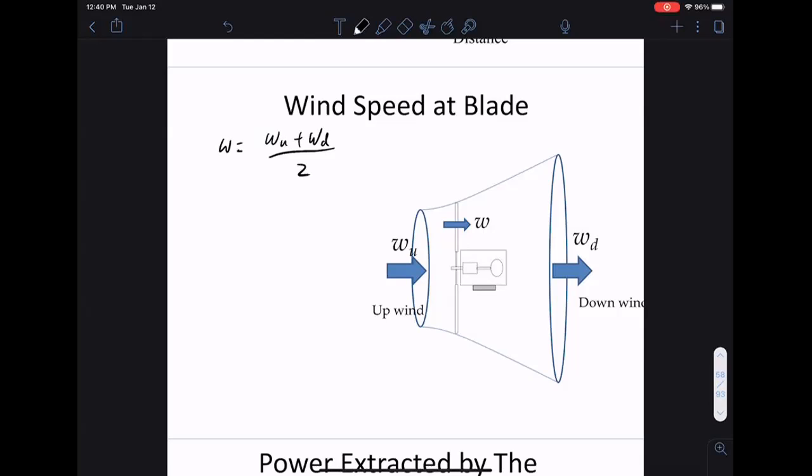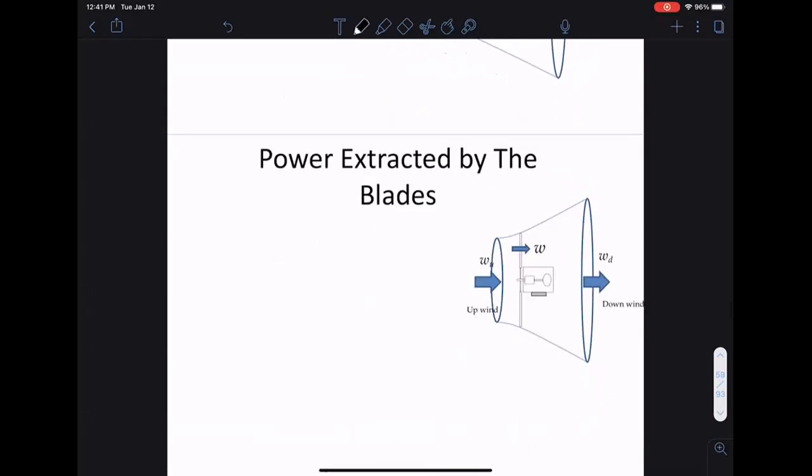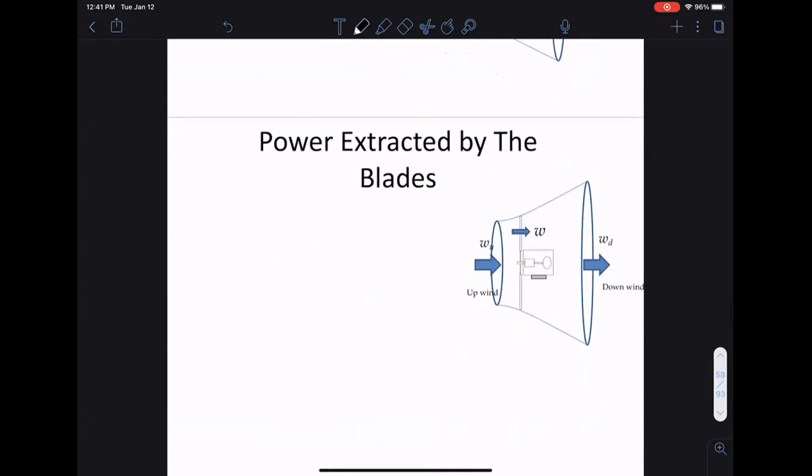Okay. So this may not be exactly correct, but it's not a bad assumption. It has to be in between the two speeds, so taking the average is not a bad assumption for the calculation we want to do. So we take this to be the average speed. Then let's see what happens.